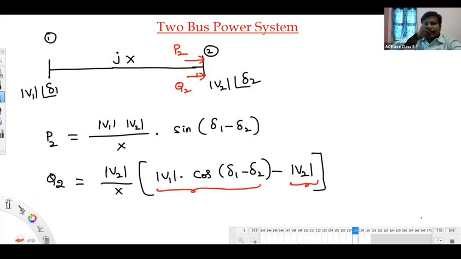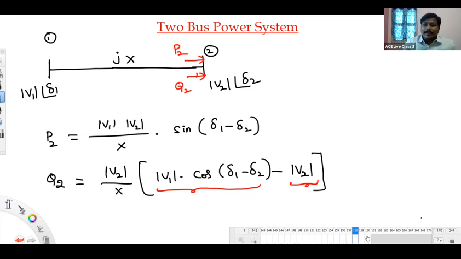Listen, please. First, if mod V2 is greater than V1 cos of delta 1 minus delta 2, then Q2 will be a negative number. If that is negative, bus 2 is taking negative reactive power, which means it is not absorbing reactive power, it is delivering reactive power. Similarly, if V2 is less compared to V1 cos of delta 1 minus delta 2, in that case Q2 will be positive, so bus 2 is absorbing the reactive power.